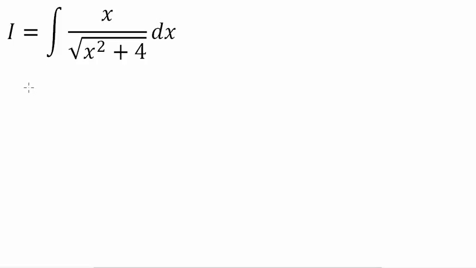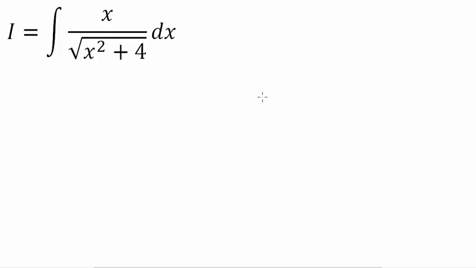Okay, so now we're on the second question of Jim Coroneos' list of 100 integrals, right? And the integral we've been given, I've named it I. I equals the integral of x over the square root of x squared plus 4, integrated with respect to x.